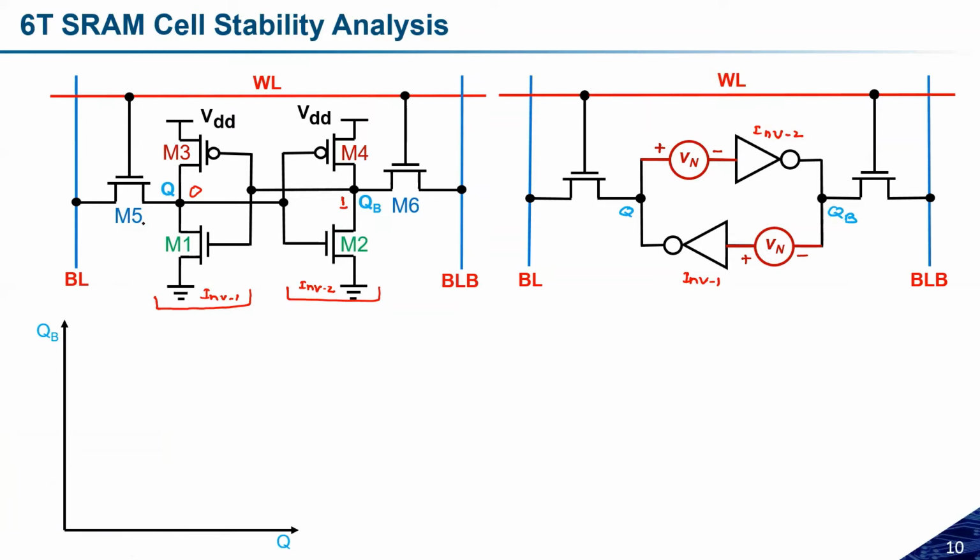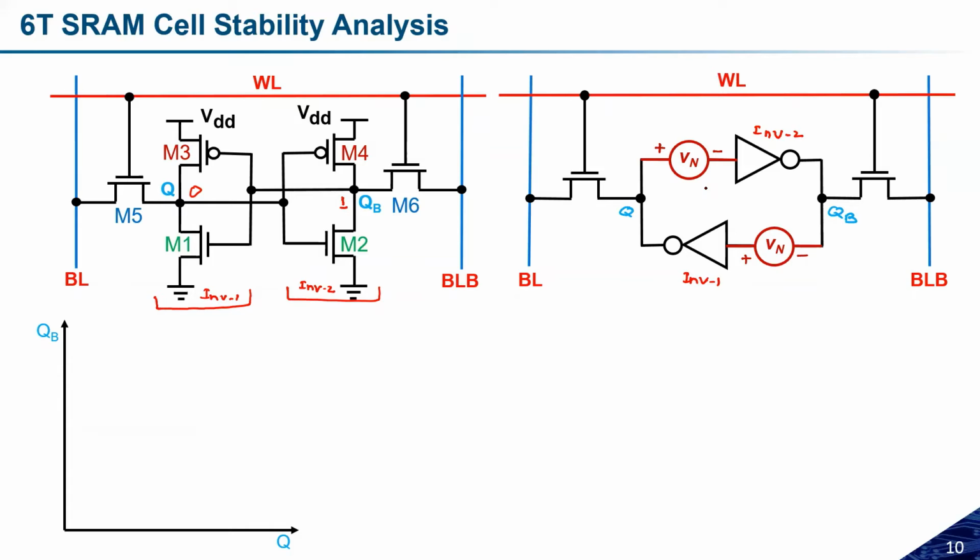this M5 and M6 are in the off state. And if M5 and M6 are in the off state, then let us assume the Q is storing logic 0 and the QB is storing logic 1. This is the consideration. And if we have considered something like this, then what will happen? Let us see.